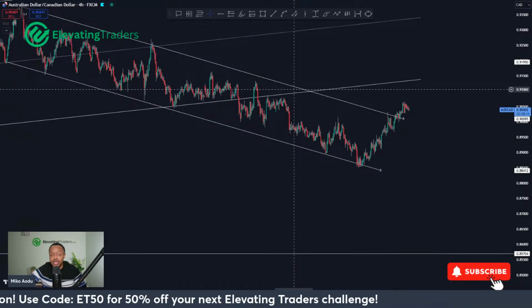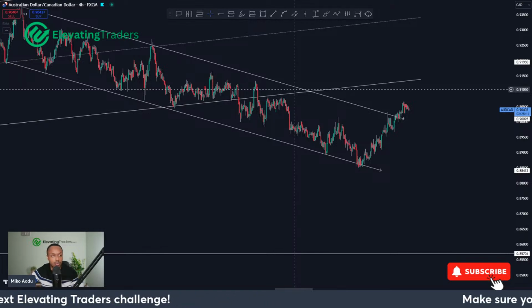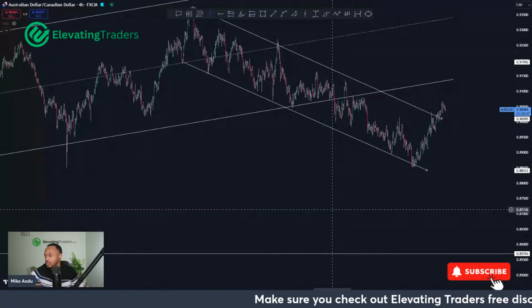But at the moment, New Zealand CAD looks a lot better. It ticks my boxes quite a lot, so there's no point in me trying to focus on Aussie CAD as well. And I know it's a very similar pair, but New Zealand CAD looks a lot better.